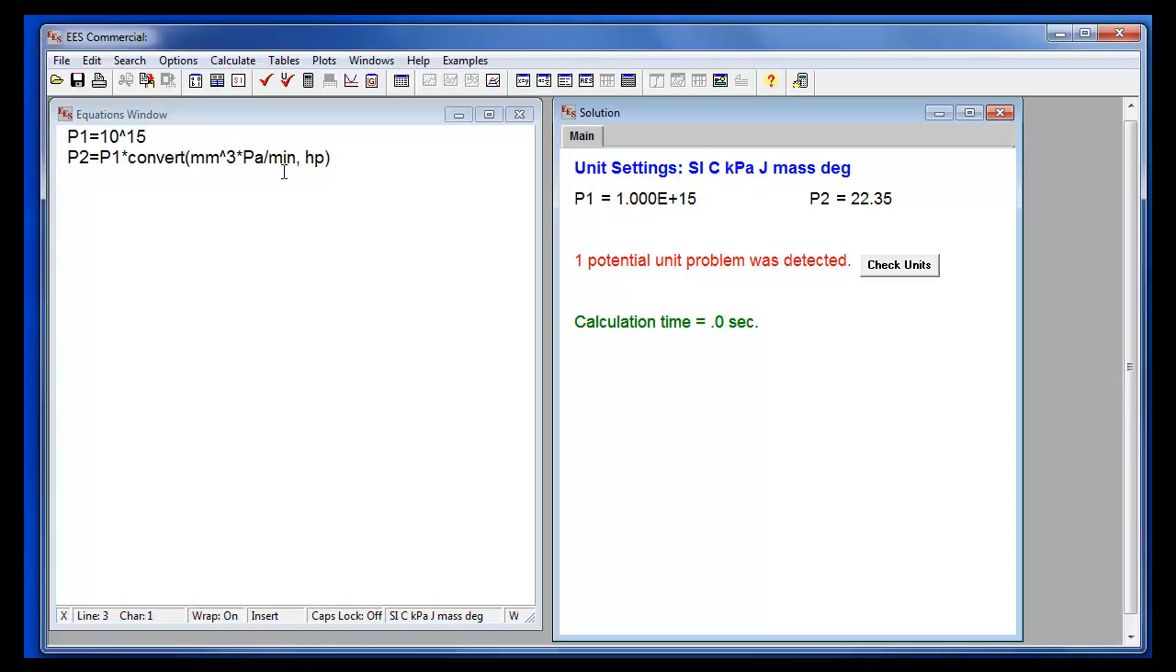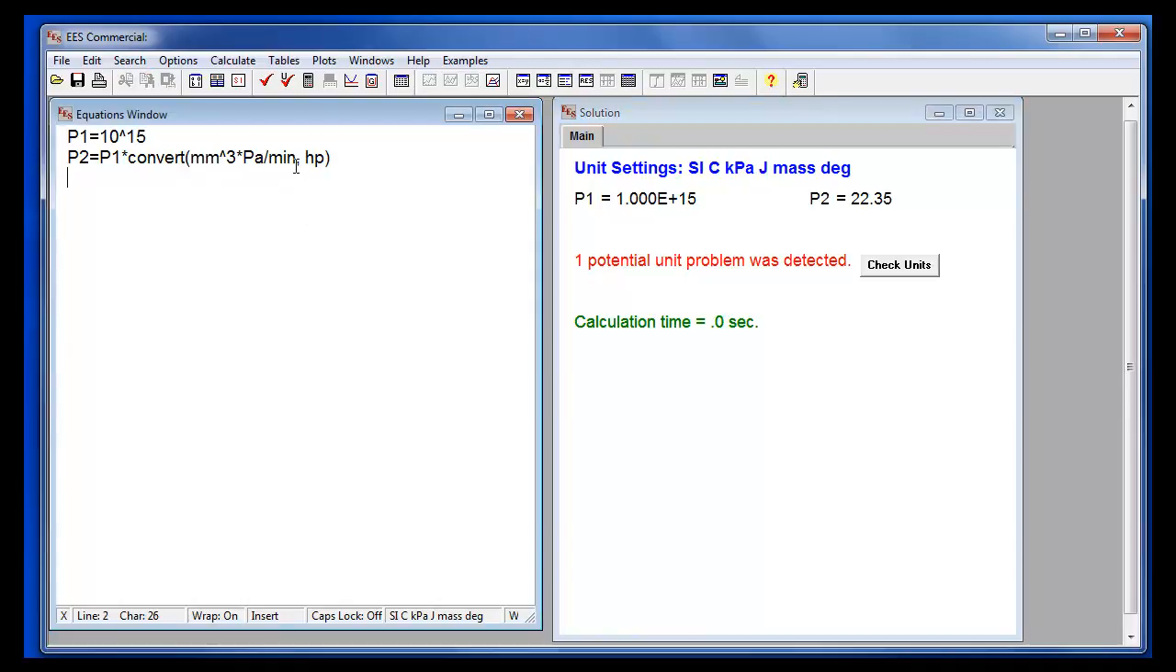So here's this function convert, and I'll talk a little bit about it. It's going to essentially create a conversion factor for me. I give it two parameters, a parameter, a comma, and a parameter. There are particular units that EES knows, so it knows what a millimeter is. This little hat symbol right there means to the power of, so to the power of 3, times a Pascal per a minute, comma, and then horsepower. And so I could go ahead and do the conversion.